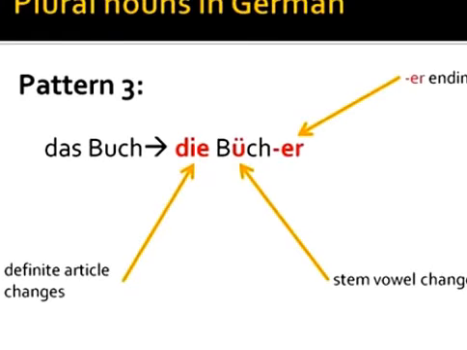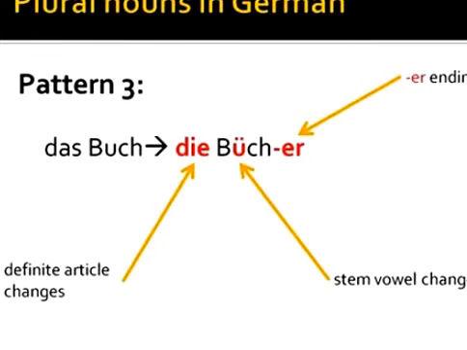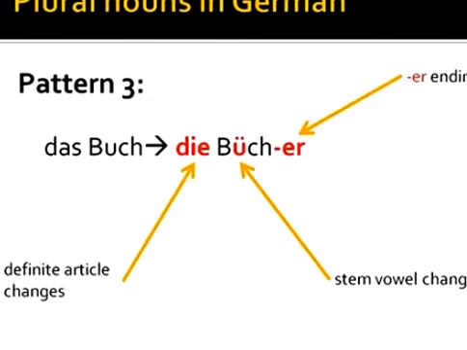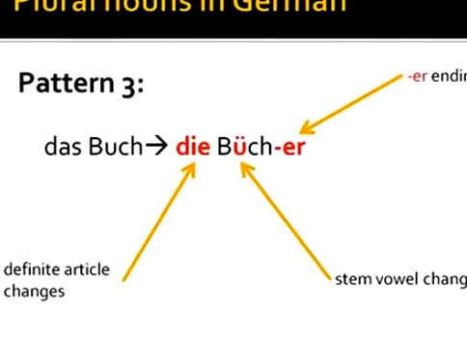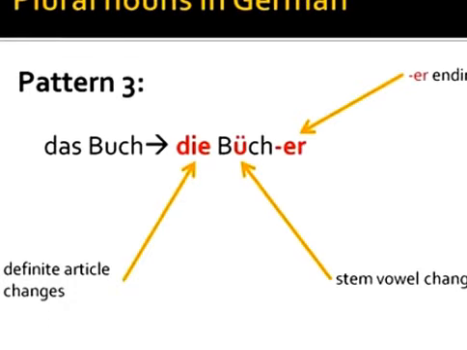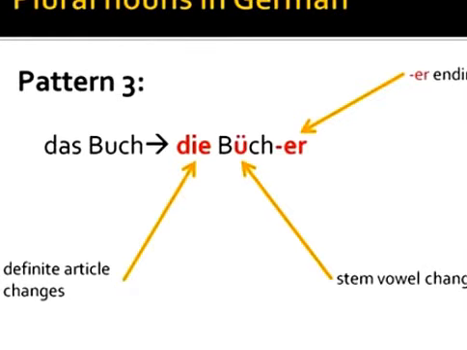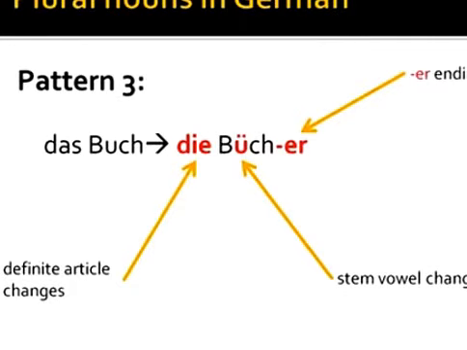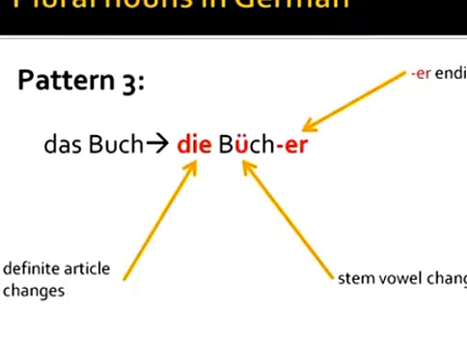Now, the third pattern adds an er ending, and it has a vowel change thrown in. So we have a noun, das Buch, the book. Das, which is a neuter singular, changes to a plural definite article, die, and we have an er ending, plus we have a change in the quality of the stem vowel. So it goes from a U to a U umlaut. Das Buch, die Bücher.